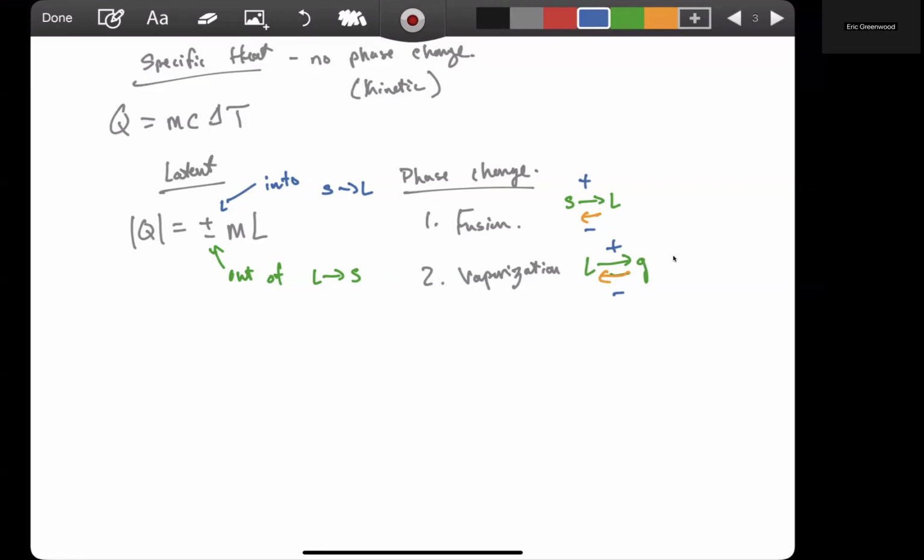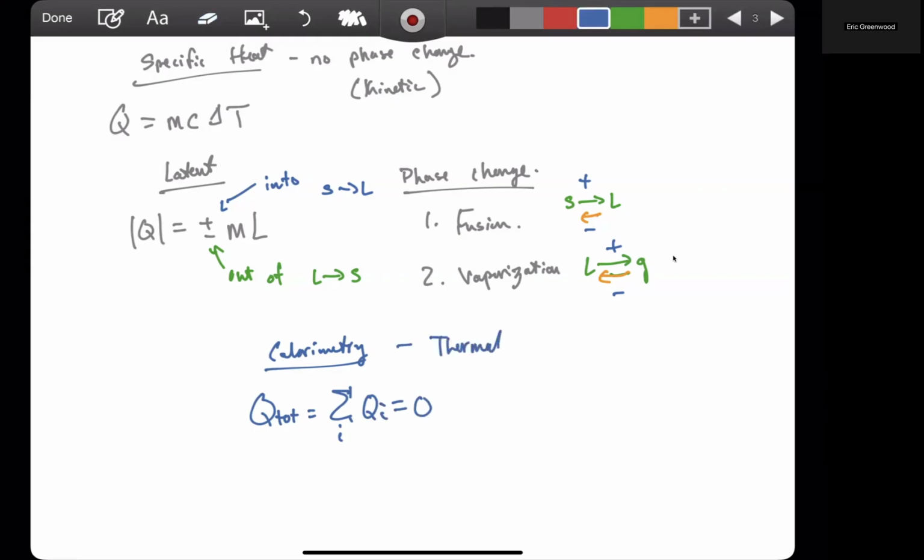calorimetry. Calorimetry says that the total heat of a thermally isolated system, which is equal to the sum over all of the individual heats, must be equal to zero. Here we're assuming that this guy is thermally isolated. Of course, if it's not thermally isolated, that means we're losing heat, so we'd have to take that into account, but we're not going to do that in this class anyways. So good. That's it.